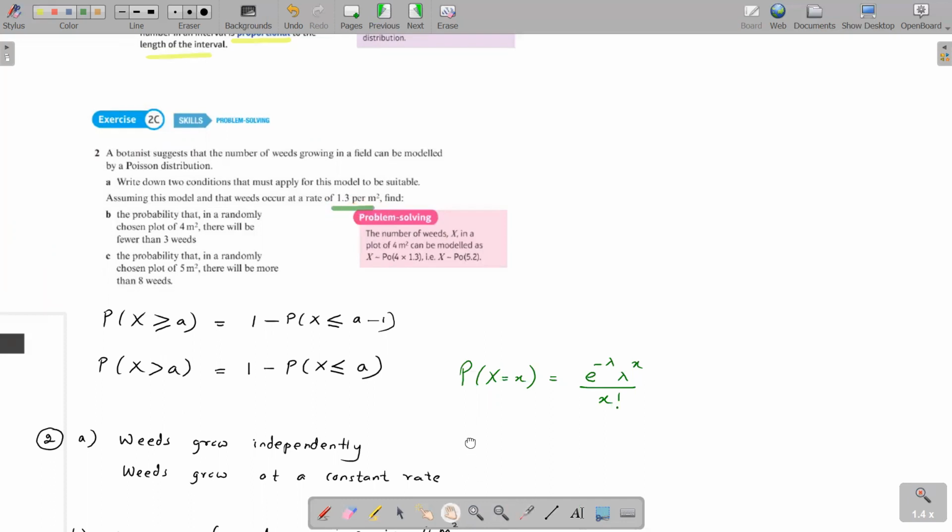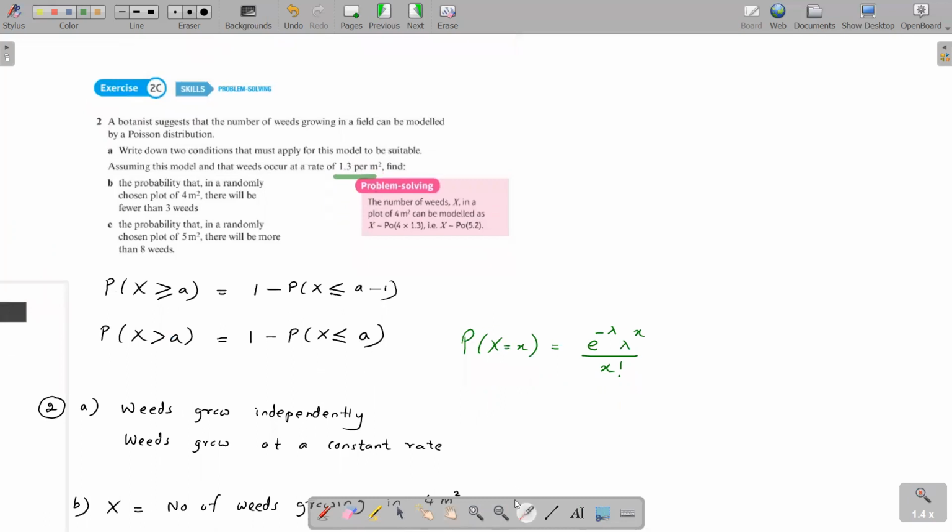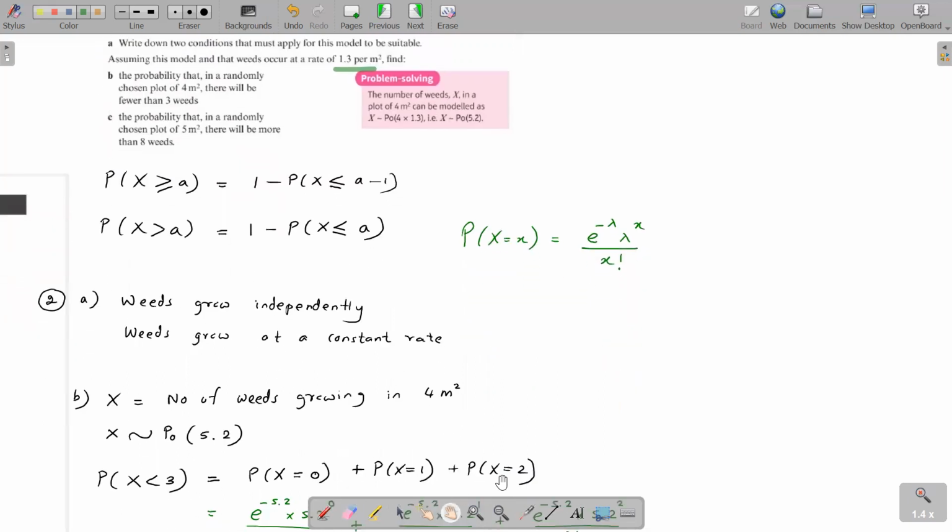So that's proportional. Find the probability that in a randomly chosen plot of 4 square meters, there will be fewer than 3 weeds. So how do we do this? First thing is define your random variable. Who is our random variable? Capital X. Define your random variable capital X very clearly. That is the key aspect here.